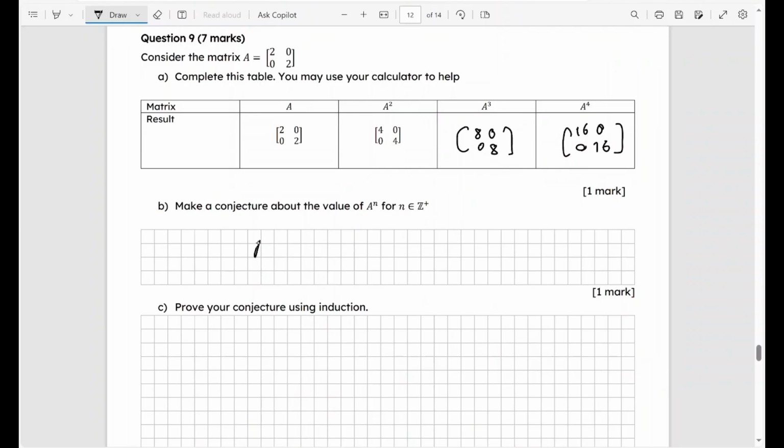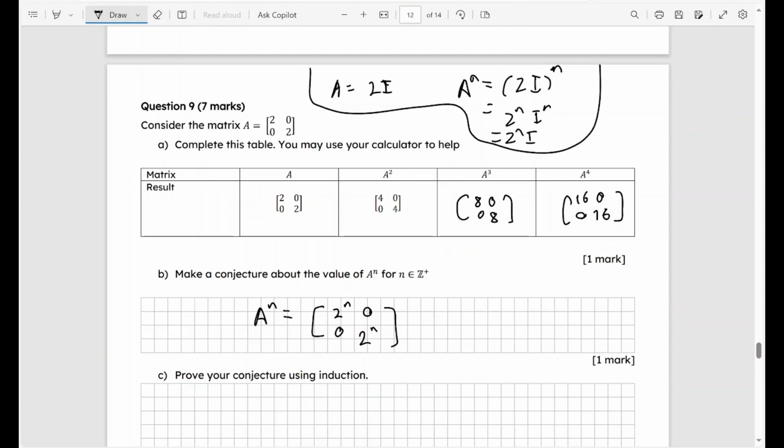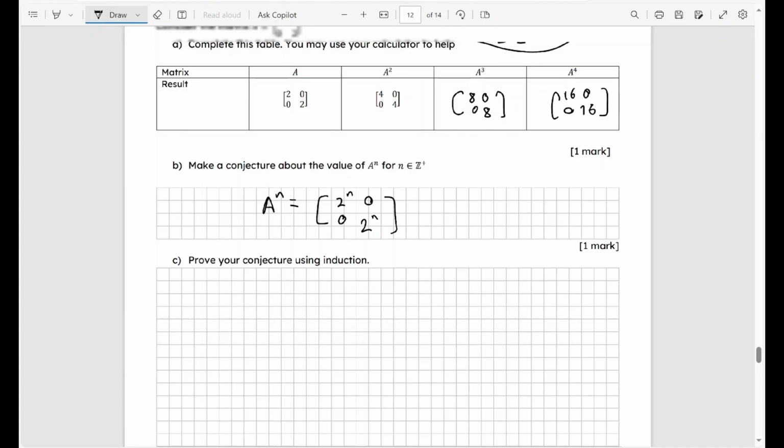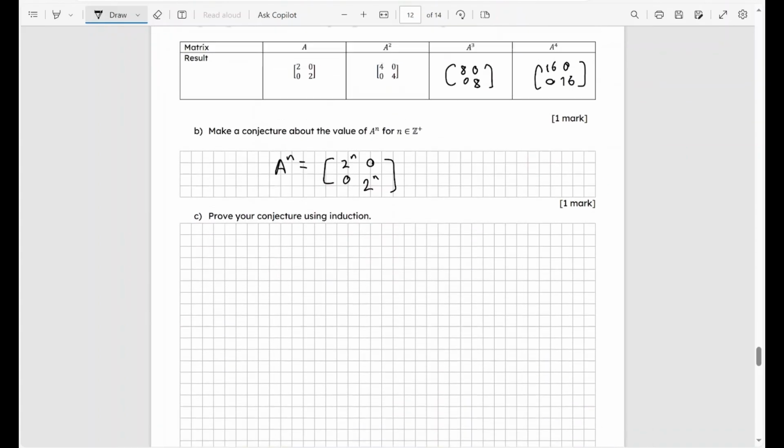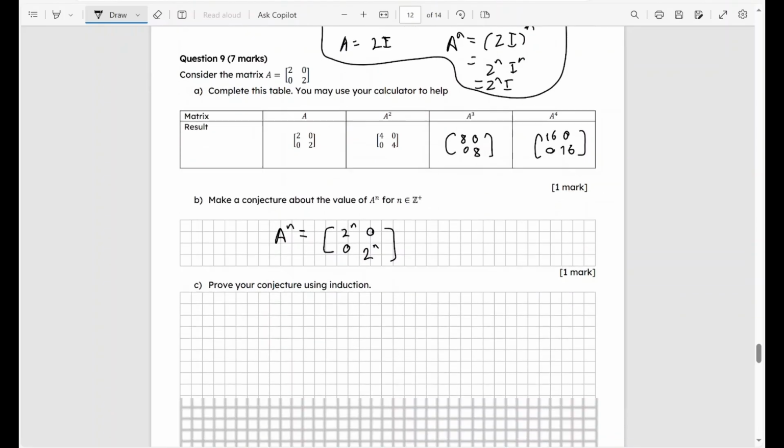Make a conjecture. A^n equals 2 to the n, 0, 0, 2 to the n. It's actually quite clear, because if A is just 2 lots of the identity matrix, then A to the n is 2I to the n, which is 2 to the n times I to the n, which is 2 to the n I. So we won't actually need induction to prove this, but we might as well do it. It's a nice, straightforward matrix induction question. So, yeah, 2 to the n times I would be the conjecture we're making anyway.